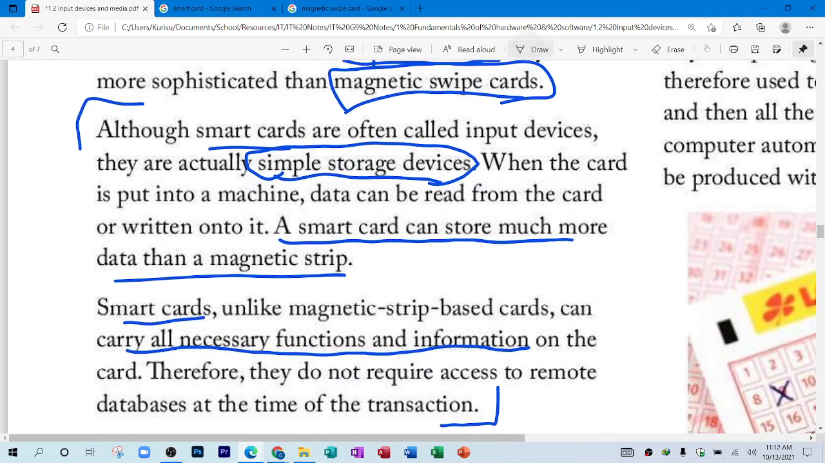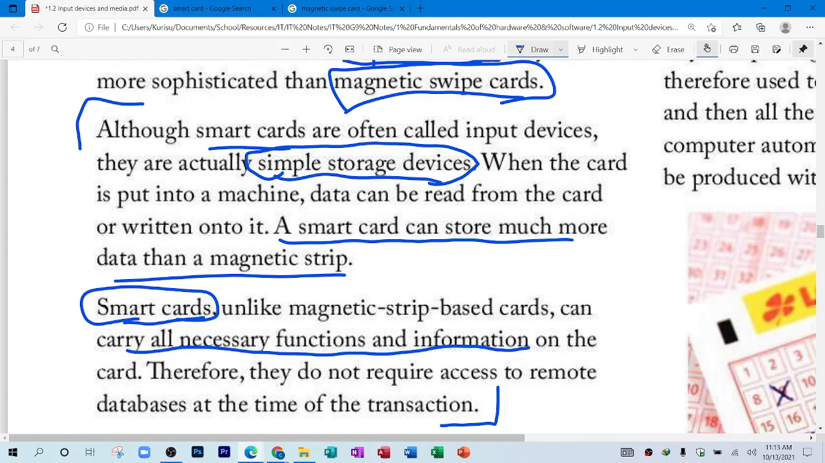Now, what is the benefit? What's the disadvantage? Well, with the smart card, because it can carry more information, you basically don't need a connection to a bank, because all the information is on the card. So, for example, if the network is down, then you cannot use a magnetic swipe card, because the magnetic swipe card doesn't have all the information on it. It has to connect to the bank in order to transfer information, in order to get additional information. So that's the advantage and the disadvantage.